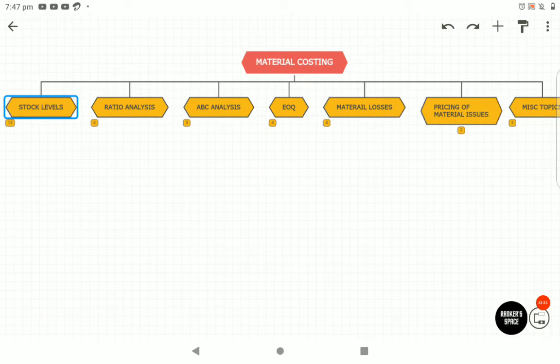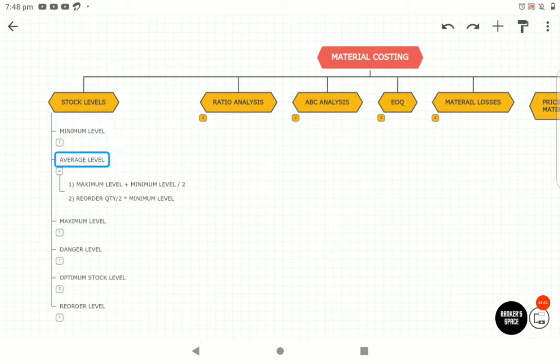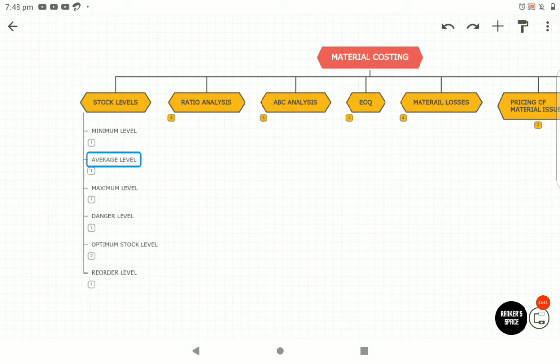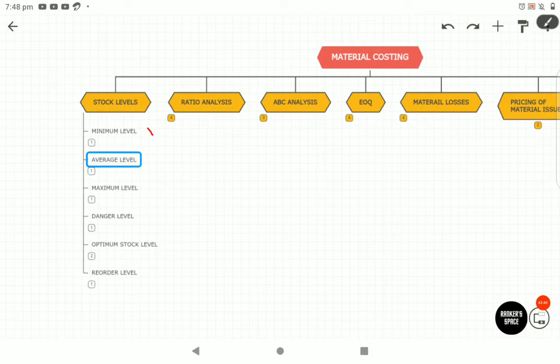So let's just revise it once, like a quick summary. So what did we see? We saw the first concept as stock levels. In stock levels, we had different stock levels. First, we had the minimum level, then we had the average level, then we had the maximum level, danger level, optimum stock level. This is optional. Then after that, reorder level.